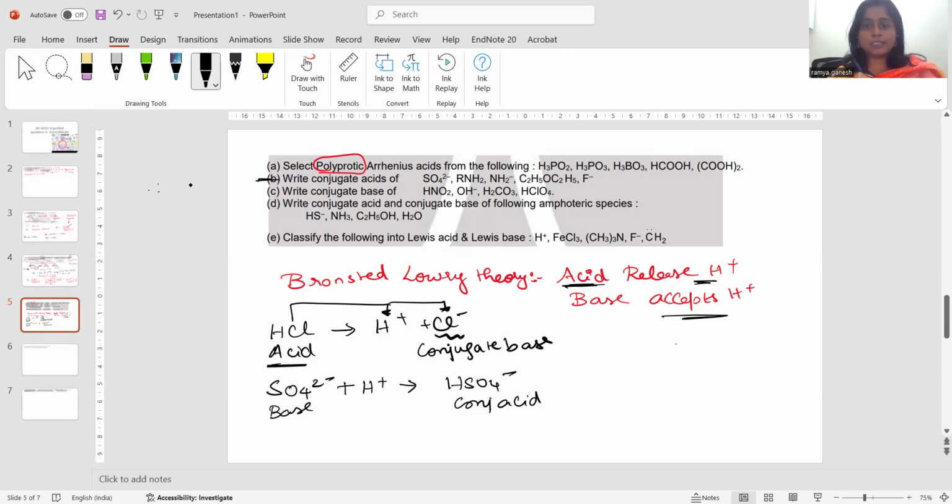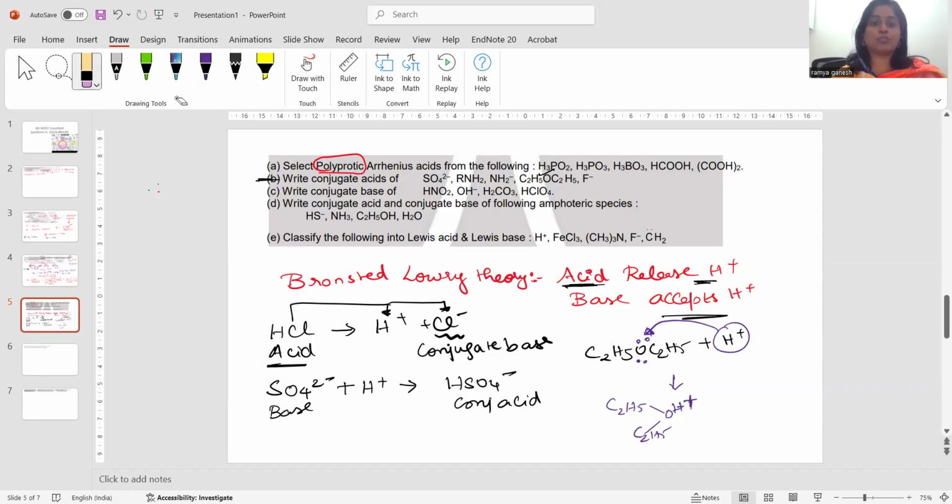Let us take another example, diethyl ether, C2H5OC2H5. If it is going to take up the H plus, we know that it has a lone pair of electrons. So if the lone pair is attracted by the H plus, what do you have? C2H5-O-C2H5 with H plus. Yes, it is the diethyl oxonium ion. This is how you have to write the conjugate acids of them.